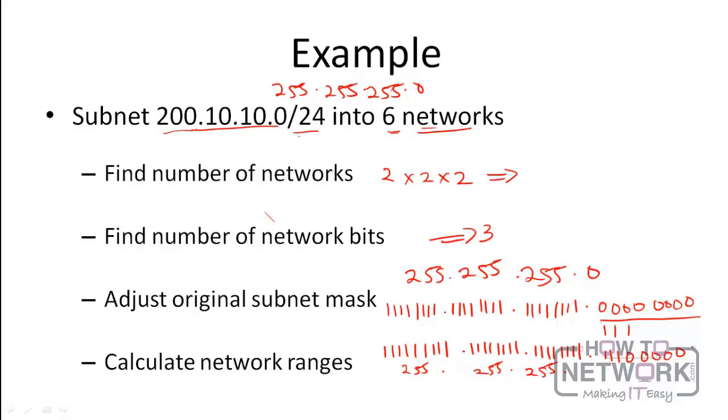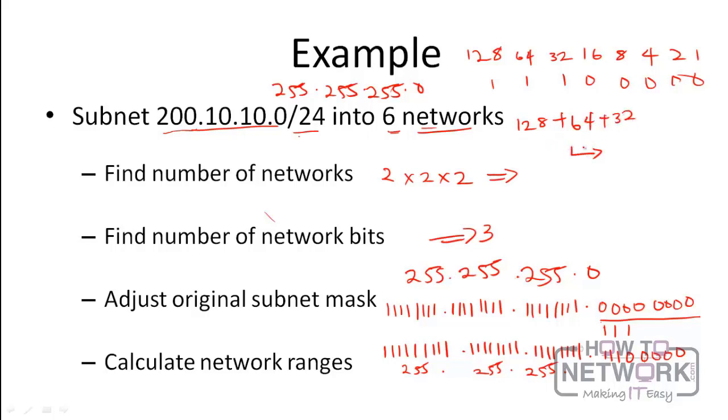So we know that that would be 255.255.255.something. And to figure out what that is, we can just use our binary placeholders. So we have 128, 64, 32, 16, 8, 4, 2, 1. And we have 1, 1, 1, 0, 0, 0, 0, 0. So if we add that together, we're going to have 128 plus 64 plus 32. And that's going to give us 128 plus 64 is 192, plus 32, that's 224. So our new subnet mask would be 255.255.255.224.